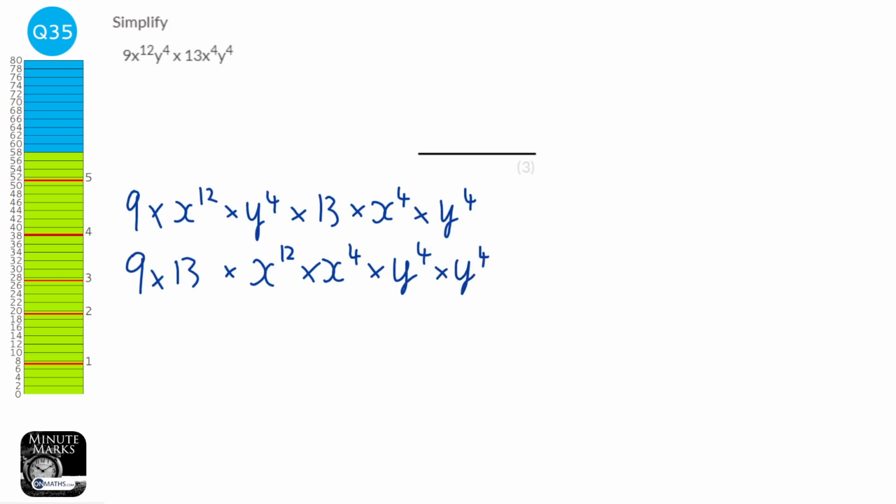So, first thing to do is 9 times 13, which is just 117. Then we've got x to the power of 12 times x to the power 4. Now we know when we multiply two powers of the same base, and the base is x on both of those, we just add the powers. So it's 12 plus 4, which is 16. It'll be x to the power of 16, and then y to the power of 4 times y to the power of 4, we just add them together, so it's y to the power of 8.